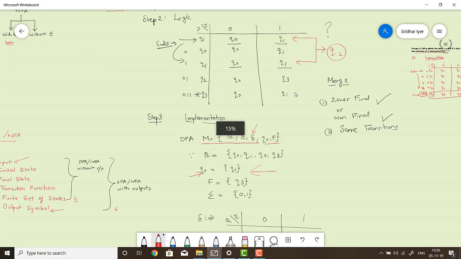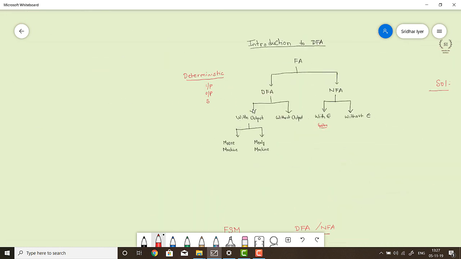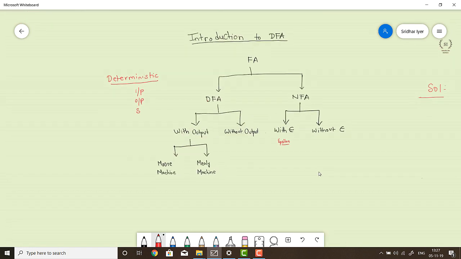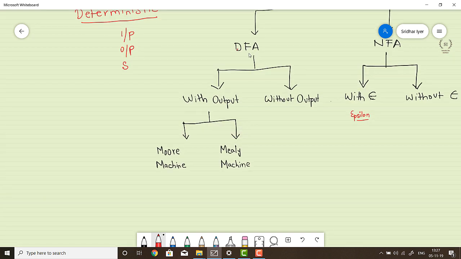So this is all about the first lecture on deterministic finite automata. In the next lectures we will be focusing on finite state machines with outputs, or DFA with outputs and DFA without outputs. That is Moore machine and Mealy machines. So that's it for this lecture. Stay tuned for the upcoming lectures.